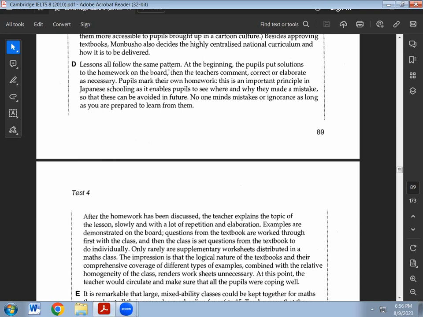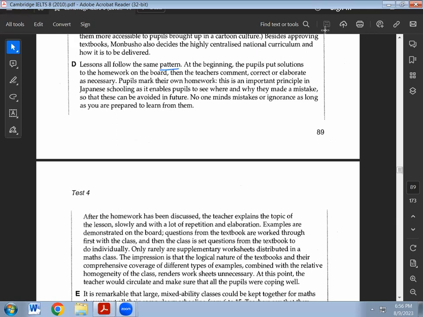So let's read only the first sentence. As I said, lessons all follow the same pattern. Stop, because sentence 1 is over. So what is the keyword? Lessons all follow the same pattern. So what is pattern? Format.